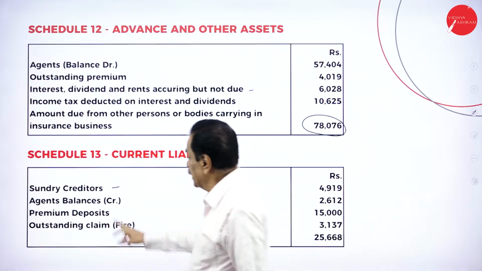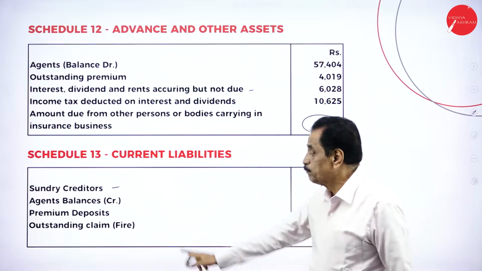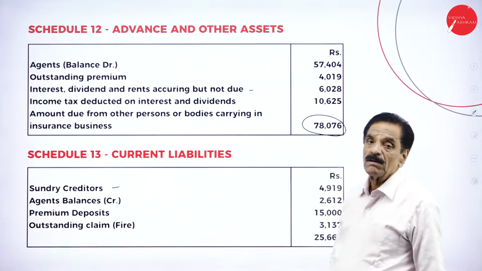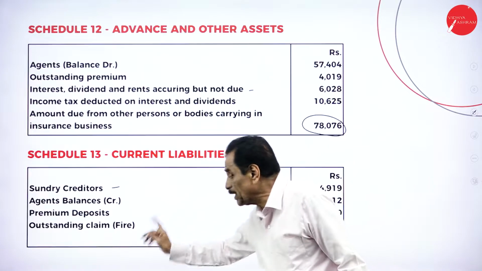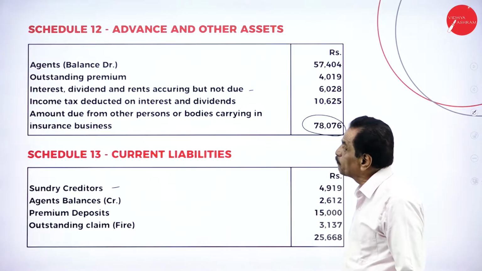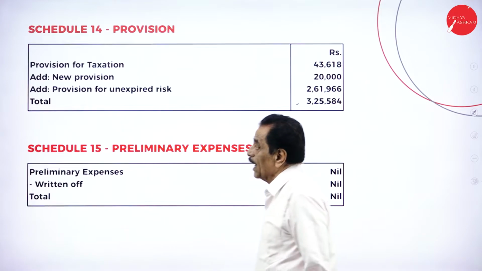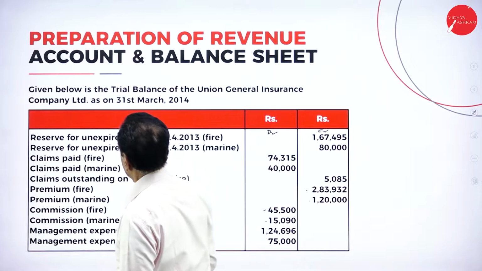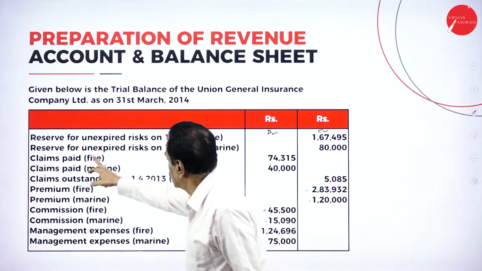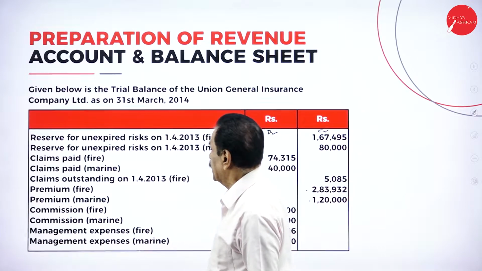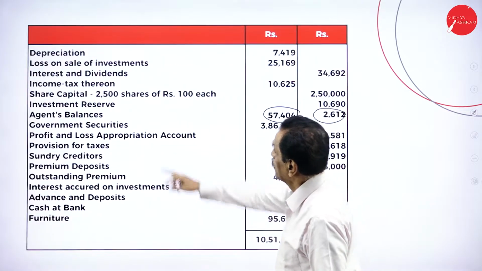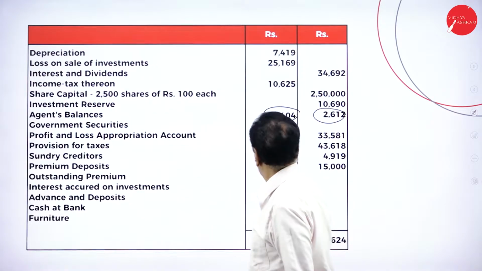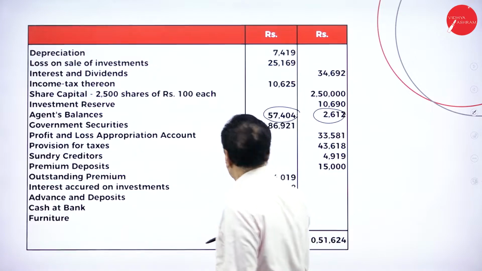Come back to current liability: creditor, agent balance credit side, premium deposit, they have deposited, we have to pay back, outstanding claim, so they have claimed, so we have to pay the amount of the outstanding claim is a current liability. Then provision for taxation as per the trial balance. See that furniture, agent balance, income tax, claims, reserve for unexpected claims, management expense, premium outstanding, loss on income tax, investment balance, government security, provision for taxation is there.